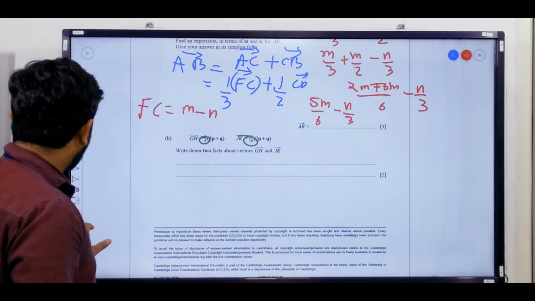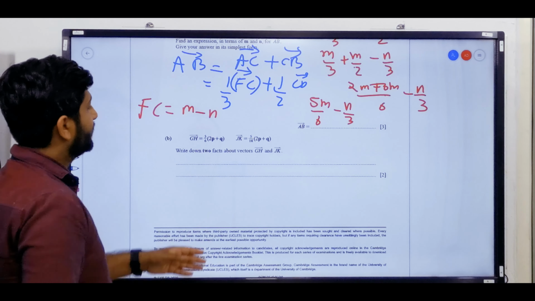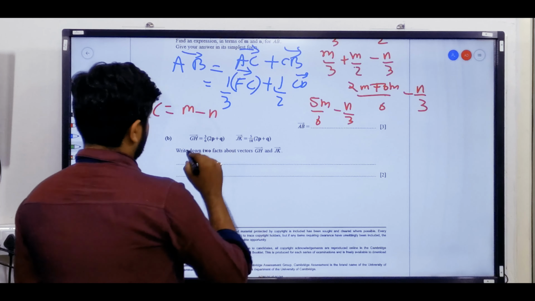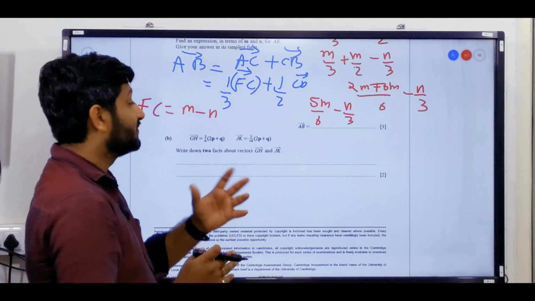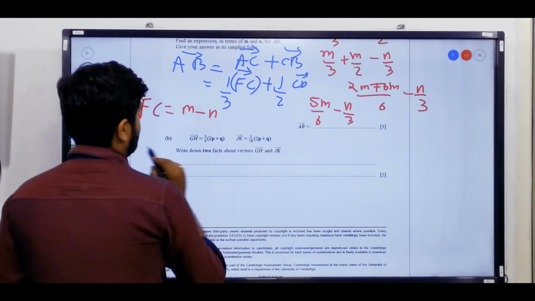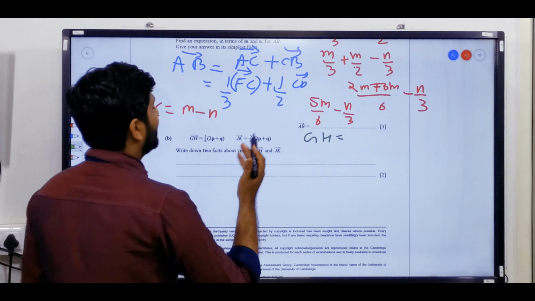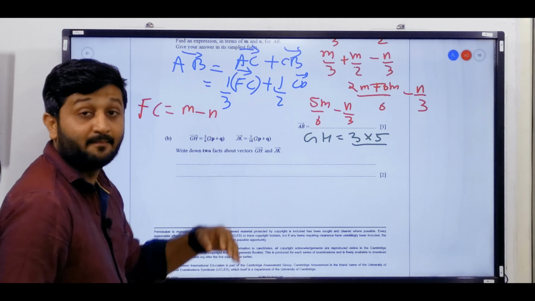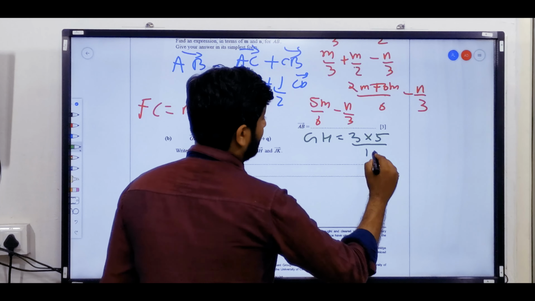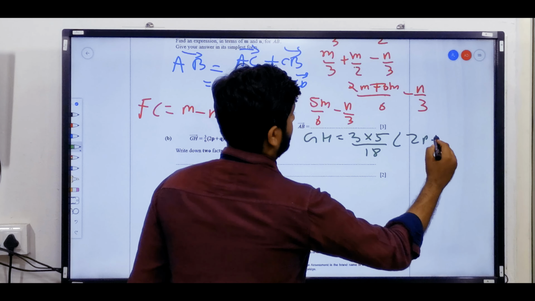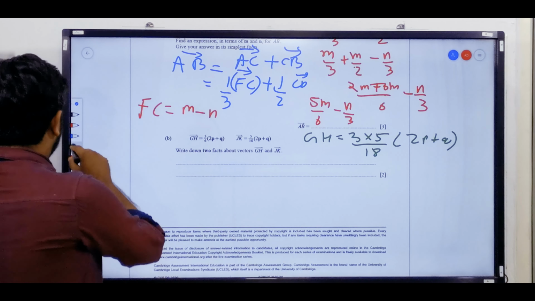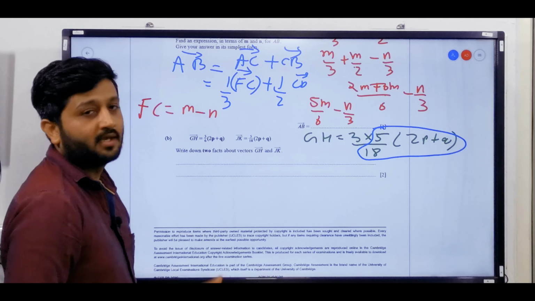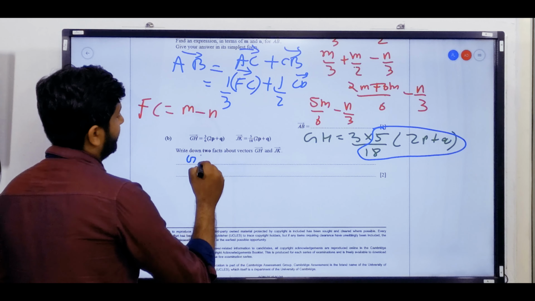What if I multiply GH with 3 and I divide it by 3? See, what I am doing is I am multiplying and dividing GH with 3. So now my new GH will look something like this. 3 into 5 upon 3 into 6. I am multiplying and dividing. 3 into 6 is 18 into 2p plus q. Are you feeling something, kids? See, what is this? This is my JK, magic.